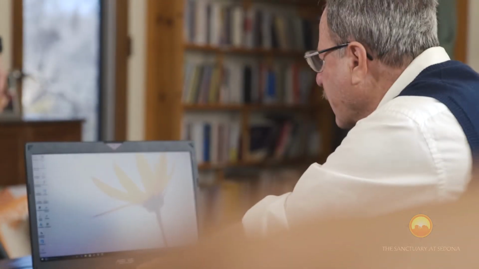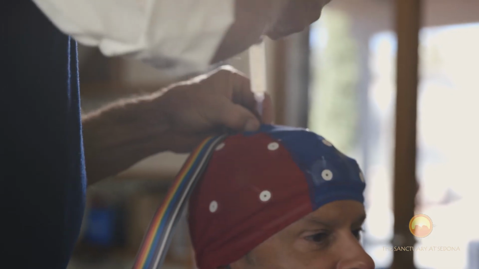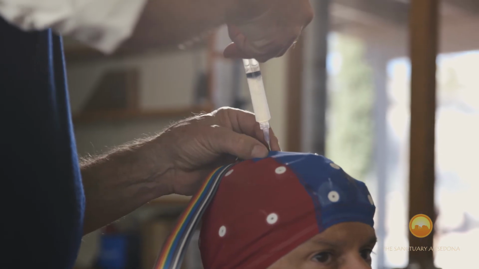But that doesn't change the protocol for their treatment at all. It doesn't even guide the protocol. It just gives me an idea of what their brain looks like coming in.